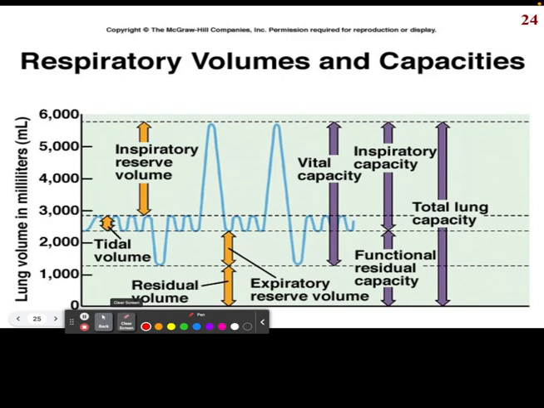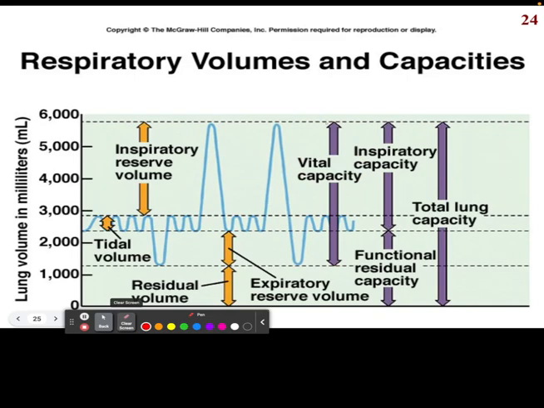We also have our vital capacity, which is if you were to exhale as much as you possibly can until you can't exhale anymore, and then inhale as much as you possibly can until you can't inhale anymore, that's how much space you have that you can possibly inhale and exhale on your maximum efforts.